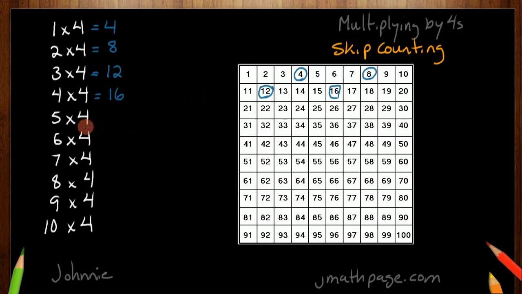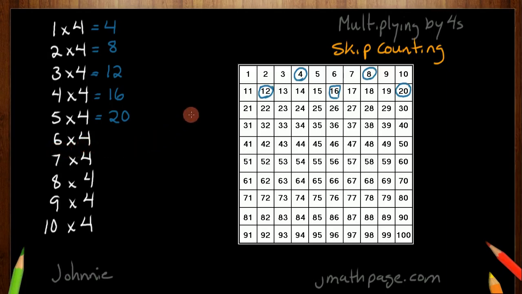Skip counting by 4 5 times. 1, 2, 3, 4. Add the other one. 1, 2, 3, 4. That takes us to 20. So skip counting by 4 5 times gives us 20. Skip counting by 4 6 times, and 6 times 4.